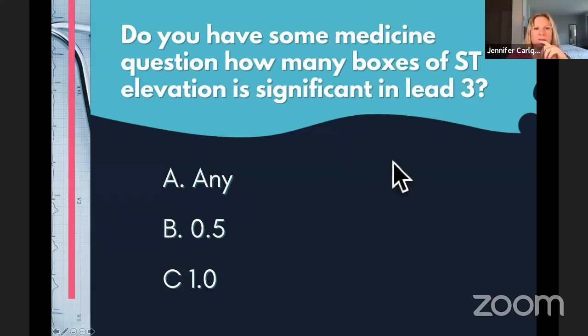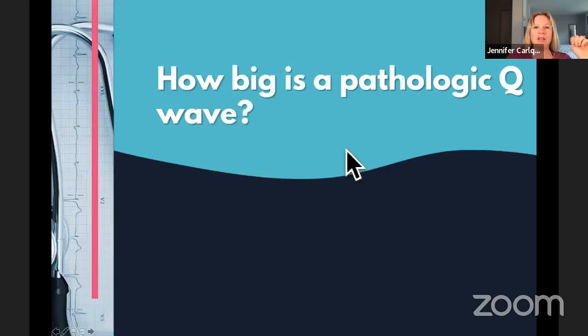How many boxes? I don't think we covered this yet, but let's talk about STEMI really fast. As you know, we have to have elevation in 2 contiguous leads and reciprocal ST depression changes. For everything except V2 and V3, how much ST elevation do we need? Is it any, is it 0.5, or is it 1 small box? This is actually something we haven't covered yet, a little bonus tidbit. In lead 3, we only need 1 box of ST elevation for it to be clinically significant.